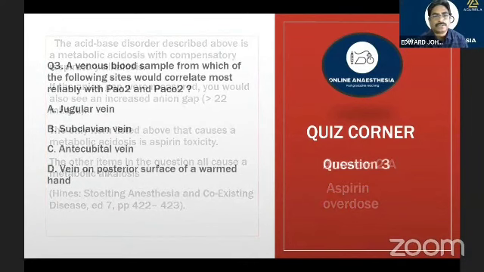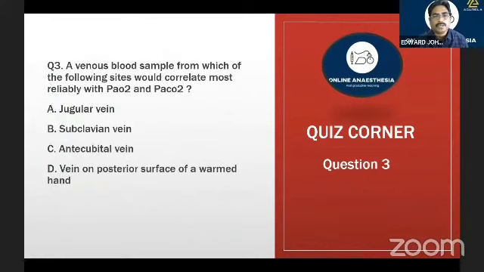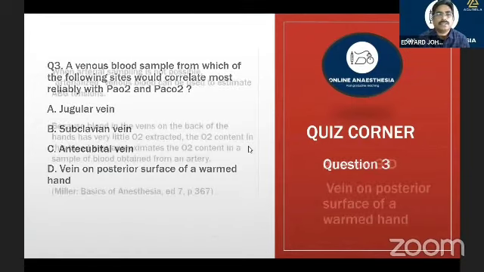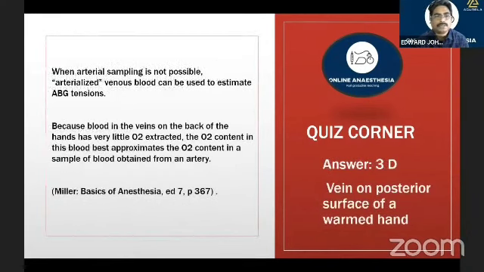So moving on to the third question. A venous blood sample from which of the following sites would correlate most reliably with arterial PaO2 and arterial PCO2? Jugular vein, subclavian vein, anterior cubital vein, or vein on the posterior surface of the warmed hand. So here is the poll. Which venous blood will resemble the arterial blood sample? The answer is the vein on the posterior surface of the hand, because when arterial sampling is not possible, you can go for arterialized venous blood to estimate the ABG. For that, you can collect the blood sample from the vein on the back of the hand, because the oxygen content in the blood almost approximates the oxygen content of the arterial sample, as the oxygen extraction ratio is less in the posterior surface of the hand.